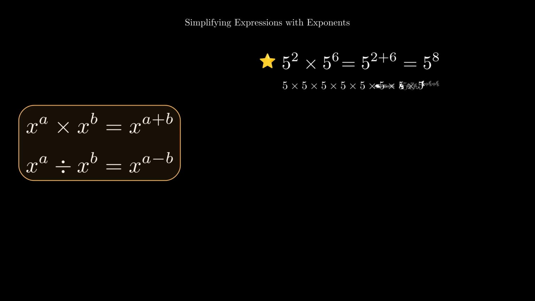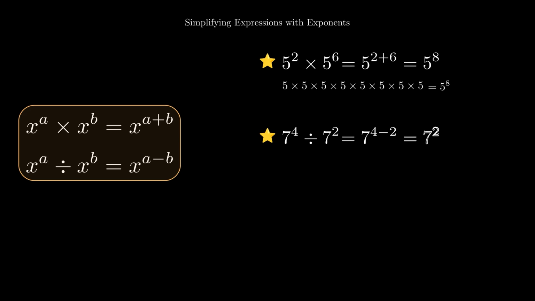Let's now look at another example. Here we have 7 raised to the power of 4 divided by 7 raised to the power of 2. Now the base number is the same in both expressions, which is 7, but we are dividing the powers with the same base, so we subtract the exponents.